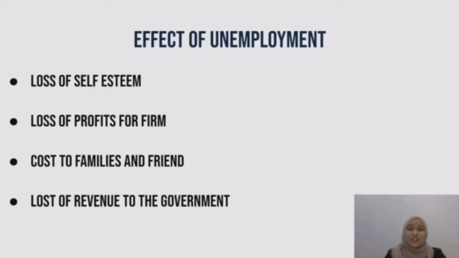This happens when the firm does not have enough workers and the productivity is not as effective as it should be. So, the firm needs to pay taxes to the government. When the firm does not have enough workers and the production is not as effective as it should be, the tax paid by the firm to the government is also going to be less. Moving on to the next slide.